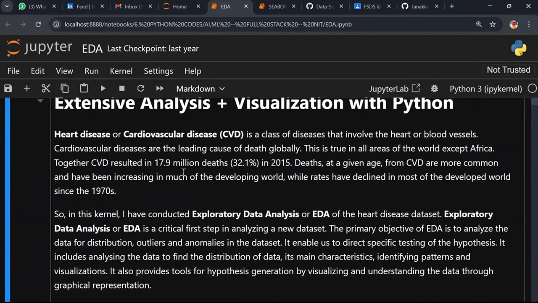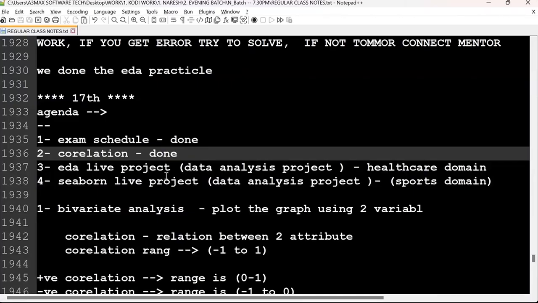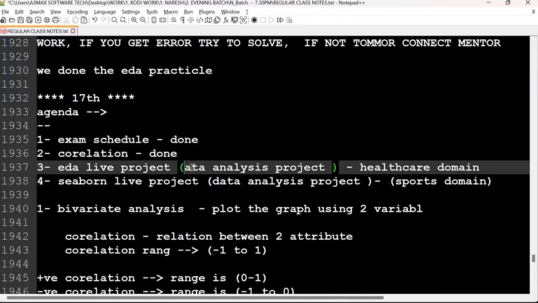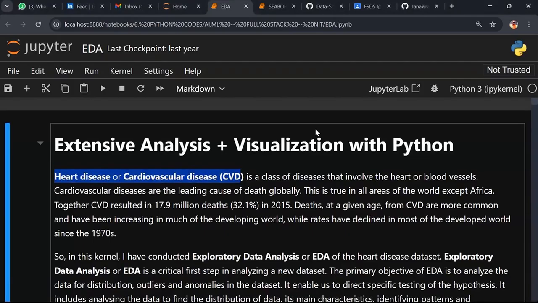Now the use case is heart disease analysis, guys. The EDA live project is a data analysis project. Which domain? Healthcare domain. Healthcare domain is always live, it will never shut down. Do you think nobody in the world has disease? No, diseases are growing nowadays. It always stays live. It is a capstone project, guys.